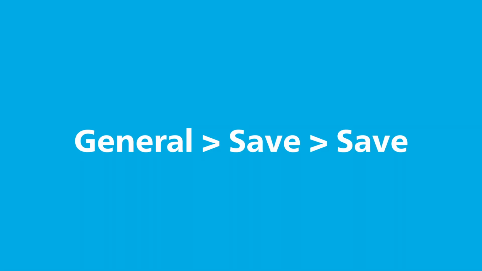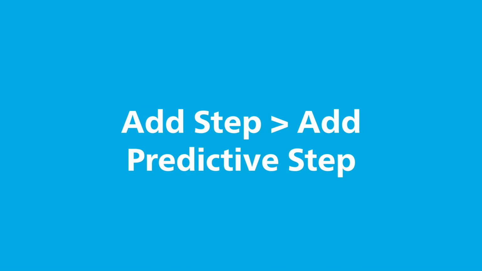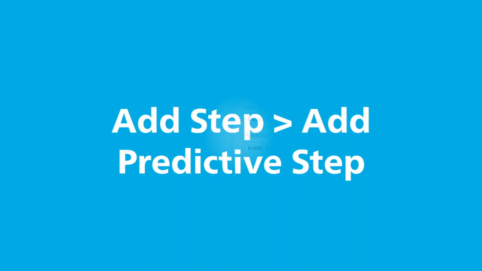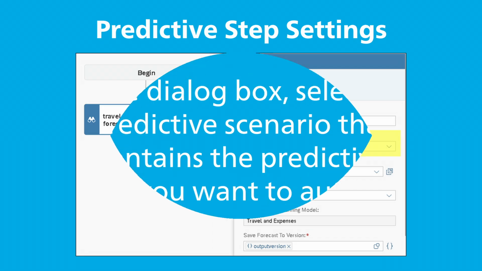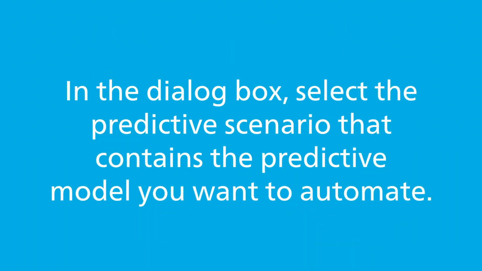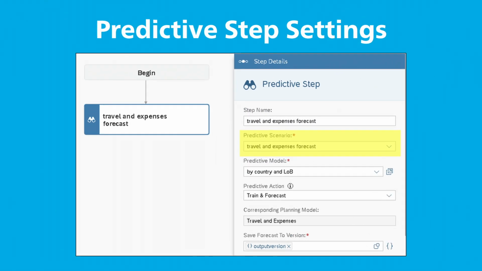We're now ready to create a predictive step in our multi-action. In the toolbar, follow this menu path. A node is added to the multi-action canvas, and a Step Details panel is opened with the details of the predictive step. Enter a name for the predictive step in the Step Name field, which, in our example, is Travel Expenses Predictive Forecast. Click the Predictive Scenario dropdown and click Select Other Predictive Scenario. In the dialog box, select the predictive scenario that contains the predictive model you want to automate. For this example, we're using Travel and Expenses Forecast.